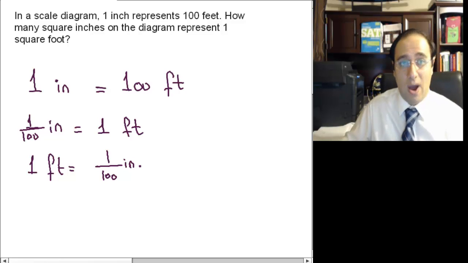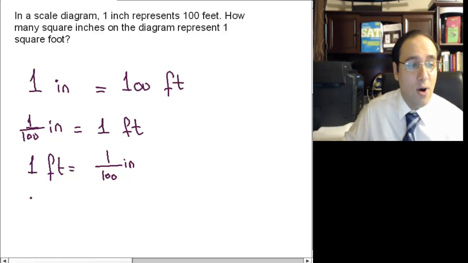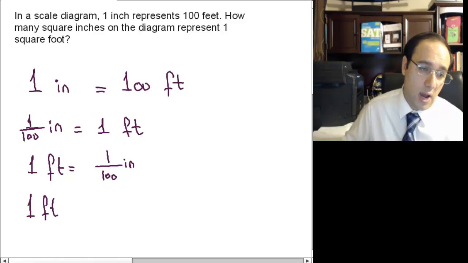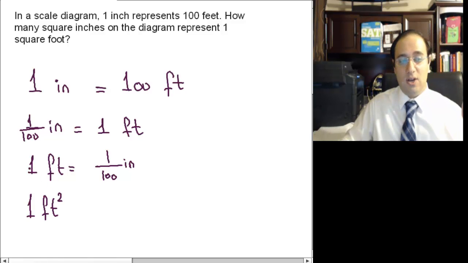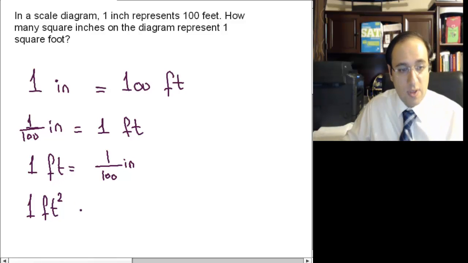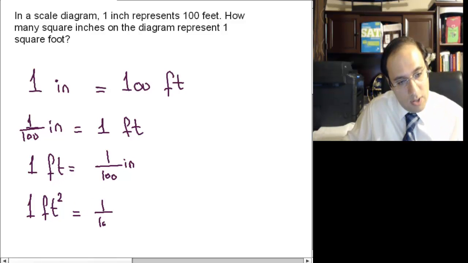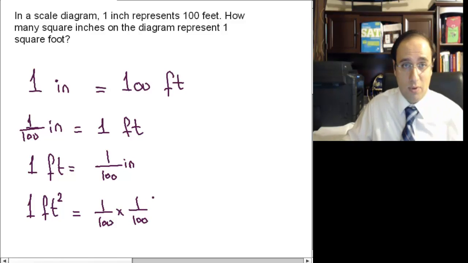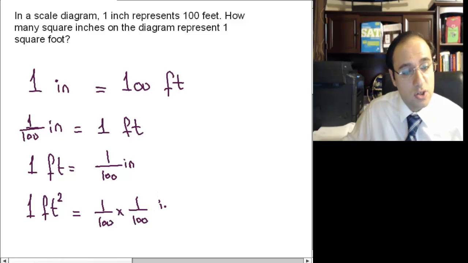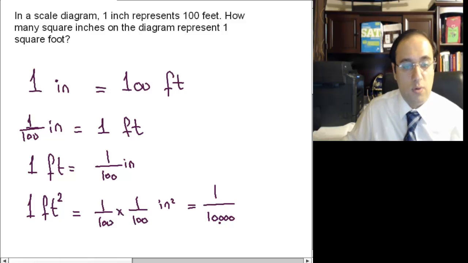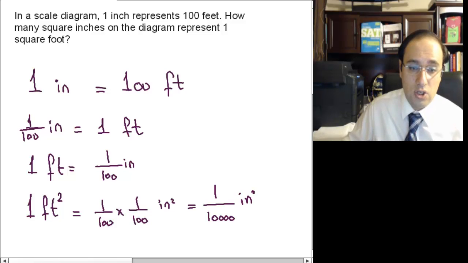Now we want to know how many inches squared are represented by 1 square foot. So we do 1 foot squared. Remember how we did this last time? It's like saying 1 times 1 times foot equals 1 over 100 times 1 over 100, the two sides of the square, like we said a little while ago, like the area, inches squared. What's 1 over 100 times 1 over 100? It is 1 over 1 and 4 zeros. So 1 over 10,000 inches squared.